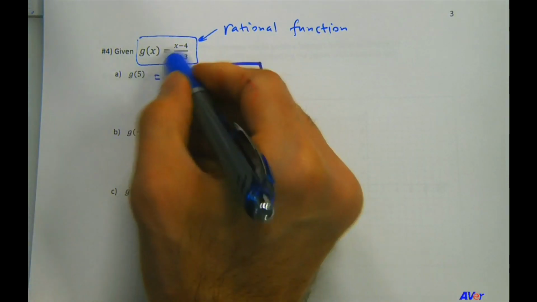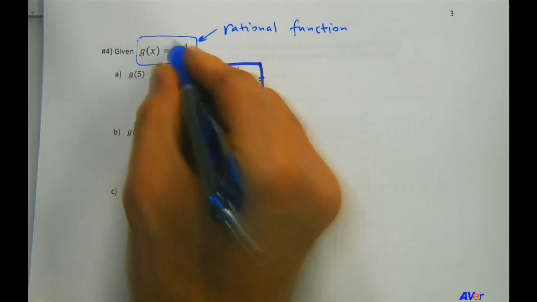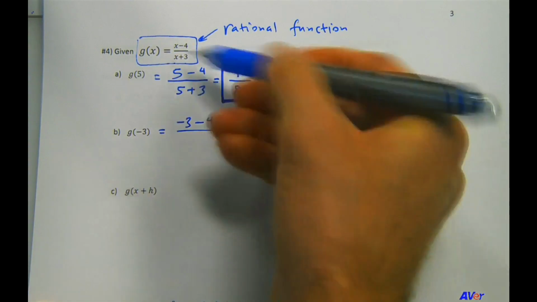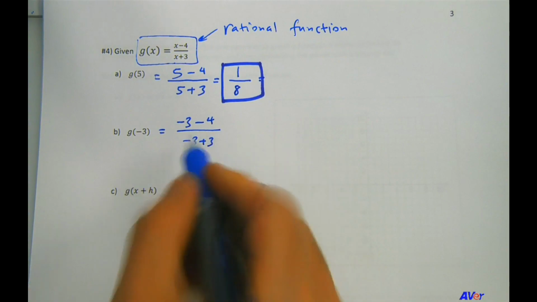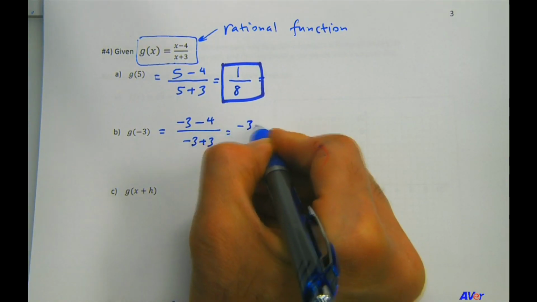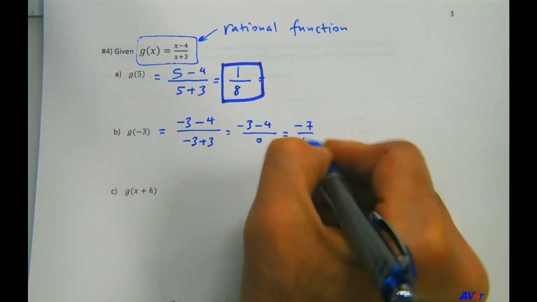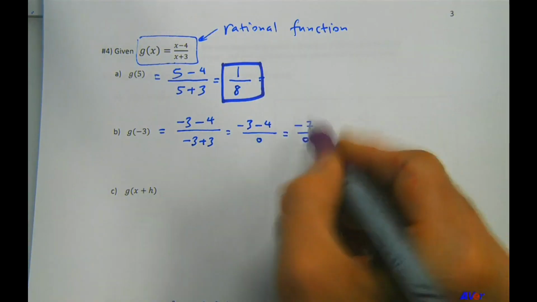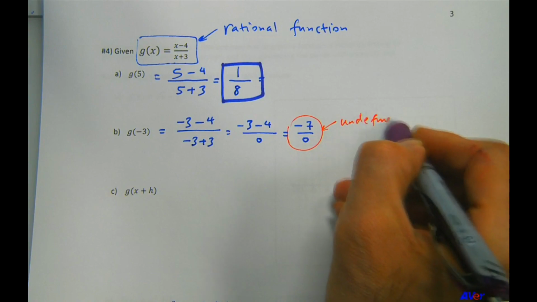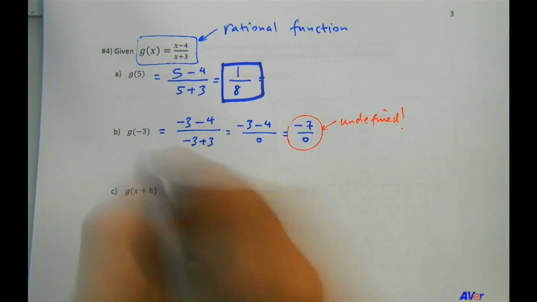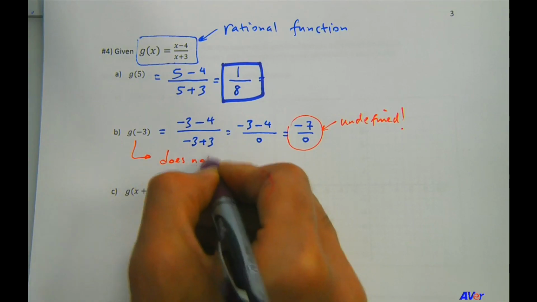So now replace x with negative 3. Negative 3 minus 4 divided by negative 3 plus 3. We have to stop here because negative 3 minus 4, or negative 7, divided by 0, that is undefined. Undefined. Does not exist.